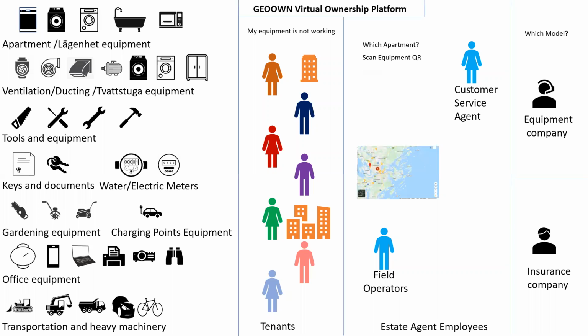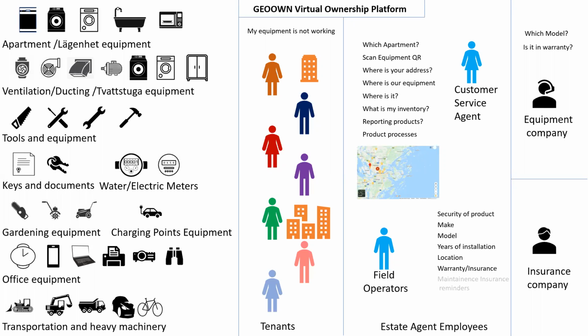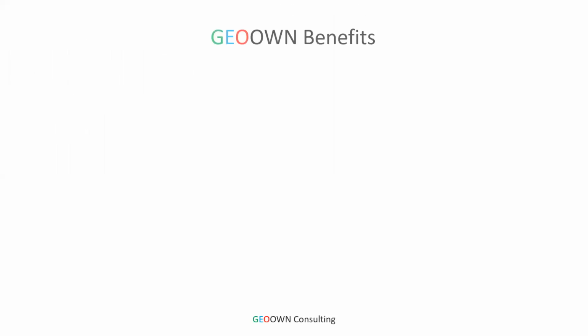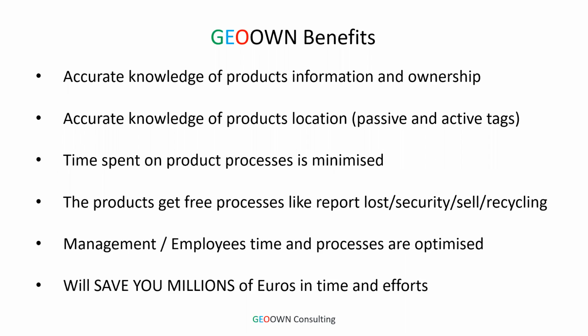So let's go to the next one. So you have a lot of benefits, and these are the benefits. And essentially it saves you a lot of time and effort and money, and it makes your life simple. You embrace a green lifestyle for your company, which is what most companies in the world are trying to have. And you can have accurate knowledge of your products with passive and active tags, product information, all these things.